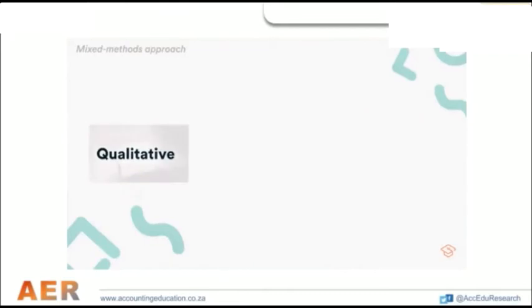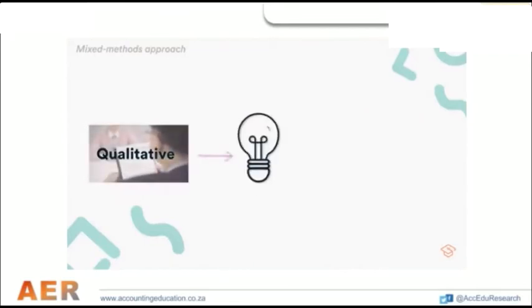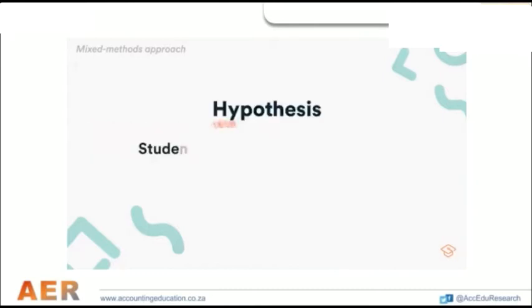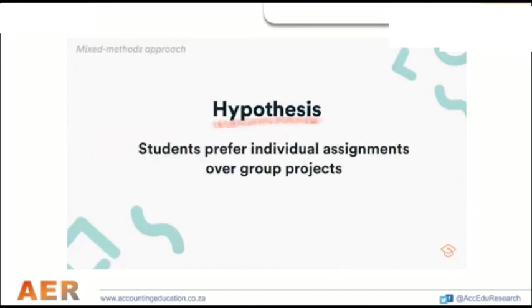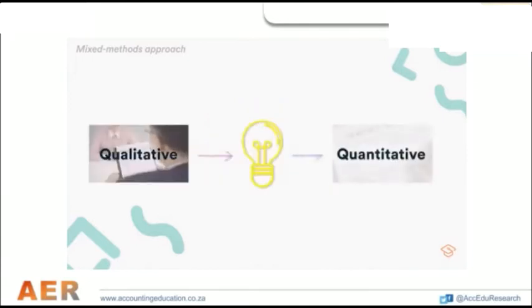For the mixed method approach, you first conduct interviews with the students. Through that, you gain new insights and come up with a hypothesis. For example, you learn through interviews that students prefer individual assignments over group projects. Then you test whether this applies to a larger scale of students using survey research.